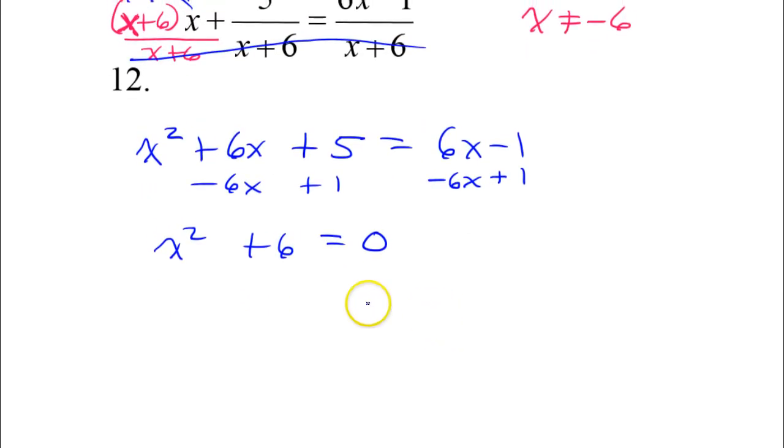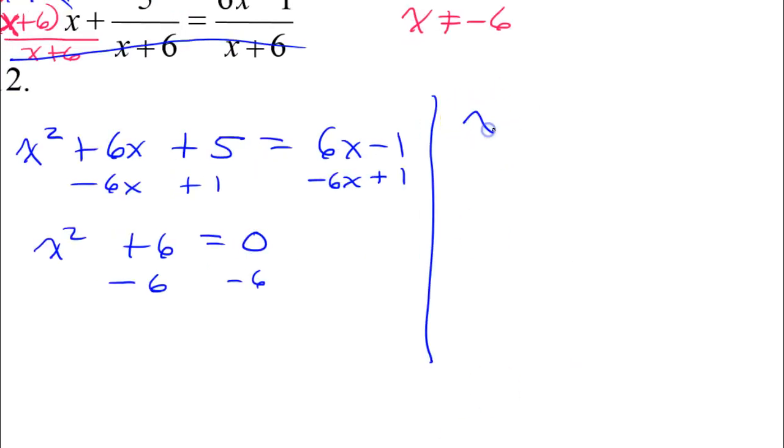Well, I'm looking at this and I know it's not factorable. It's not the difference of two squares or anything like that. But all I have is one type of x. I have x squared, not x squared and x, but just x squared. So the easiest thing to do is to get this by itself and then do the square root. So I will subtract 6 from both sides. And so that is going to give me x squared equals negative 6.